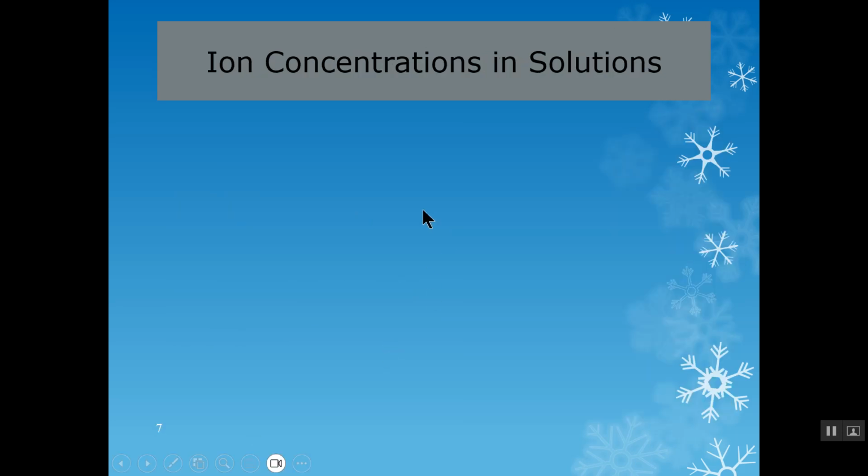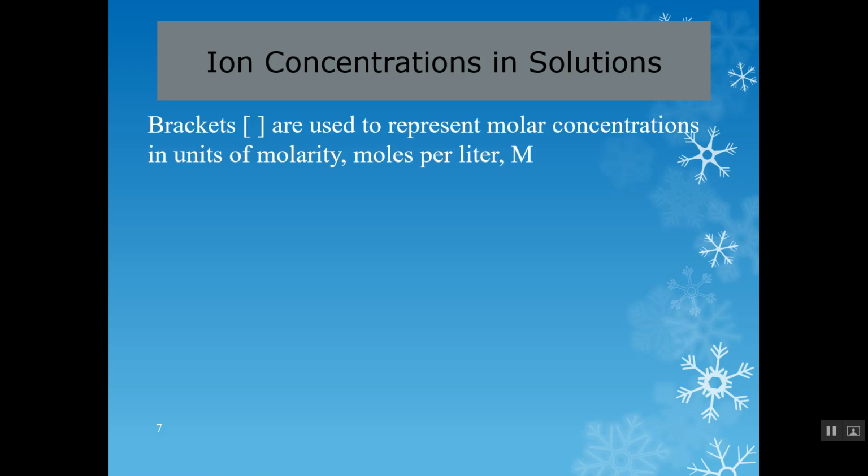Okay, so now that we have covered that, let's talk about ion concentrations in solutions, all right? Basically, this is a symbolism used in chemistry which represents the concentration of whatever is within the square brackets. So for example, if I were to write [NaCl], then what this is saying is that the concentration of sodium chloride is equal to 0.1 M, all right? So that's what the square brackets mean.